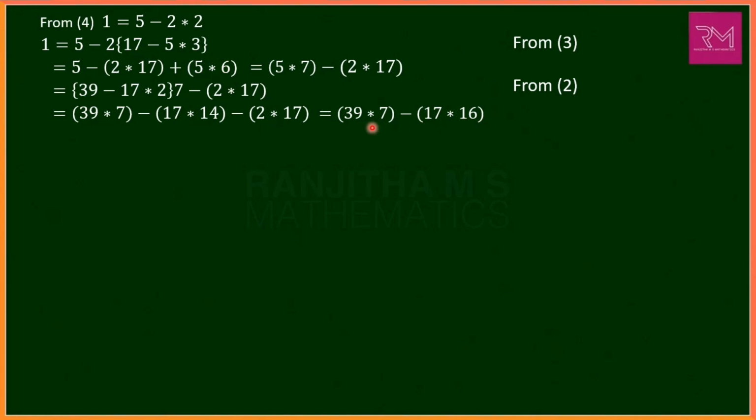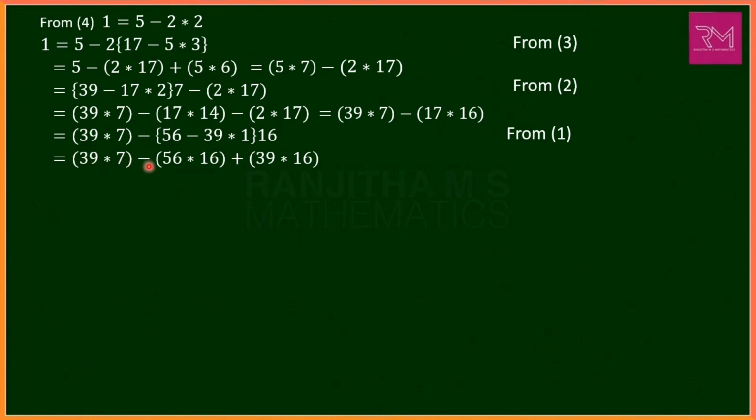Next step, substituting the value here of 17, that is, from equation 1 we have 39 into 7 as it is, minus here 17 is nothing but 56 minus 39 into 1, into 16 as it is. Next step, multiply 16 inside the bracket, we get 39 into 7 minus 56 into 16 plus 39 into 16 into 1 is 16. Here we have 39 into 7, here we have 39 into 16. If we add those values we get 39 into 23 minus 56 into 16. That is the value of 1.